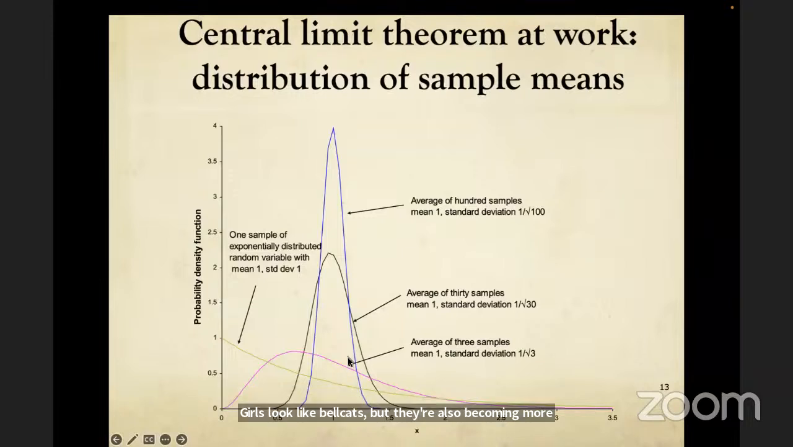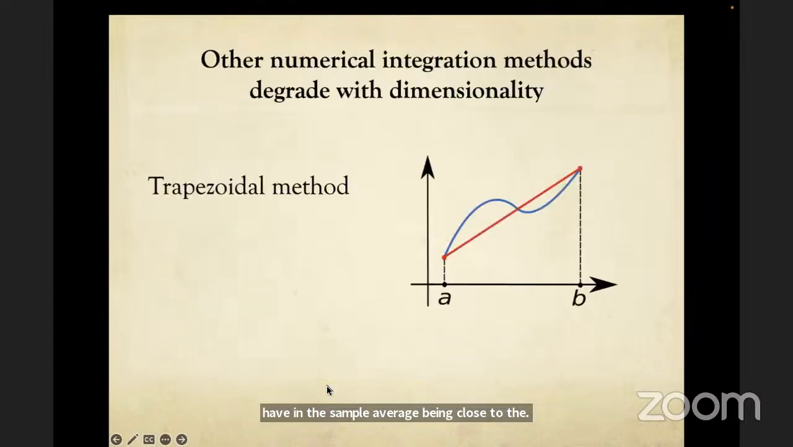So the more samples you take, the more certainty you have in the sample average being close to the true mean value. So that's the idea here. Let me just say a few things. There are other methods for finding areas. So what I showed you was, I was finding an integral of f of x in one dimension.